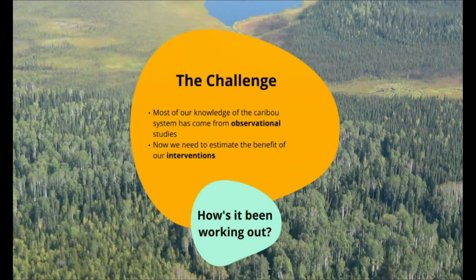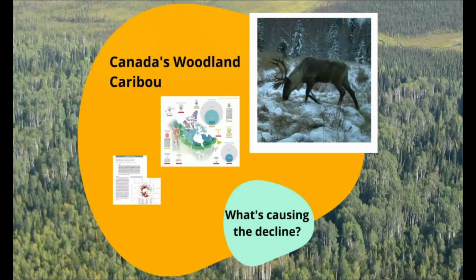I'm just going to give you a bit of background around the Woodland Caribou system. Caribou are a fairly iconic species in Canada. For any of you who have ever seen a Canadian quarter, well, maybe you don't realize, but the Woodland Caribou is actually on the Canadian quarter. And it's a species that's fairly widespread in Canada.